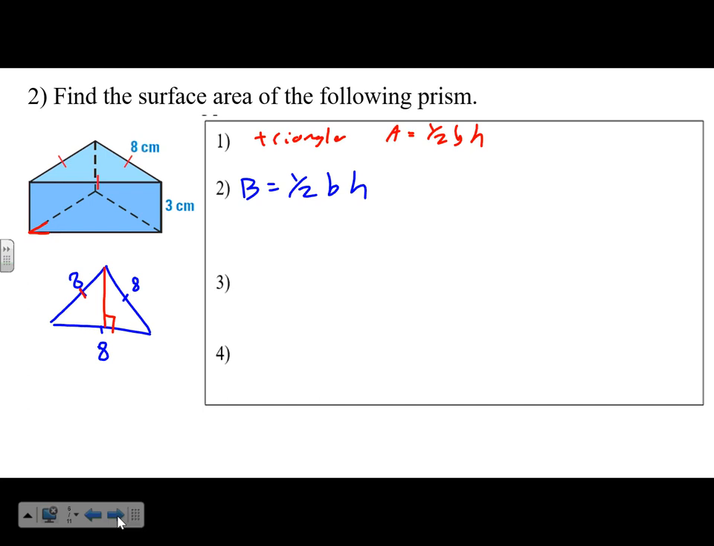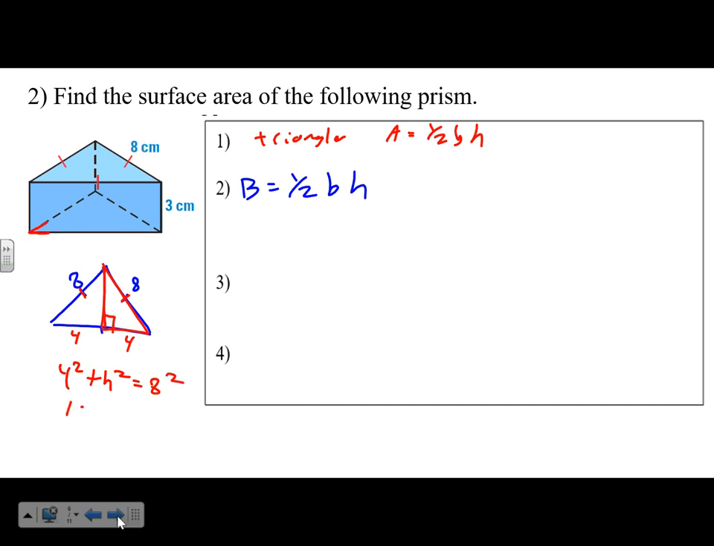Since it is isosceles, I know it's equilateral, but it's also isosceles. That means it separates this to 4 and 4. So now we can use the Pythagorean theorem with just this side. This one's a little bit more work, but that's okay. Let's do it this way. So we have 4 squared plus h squared is equal to my 8 squared.